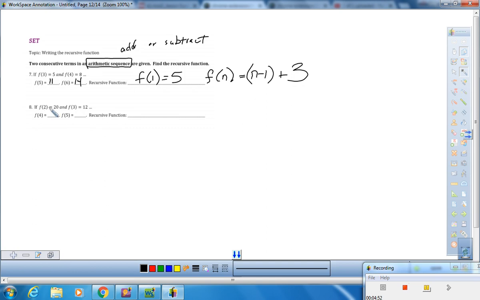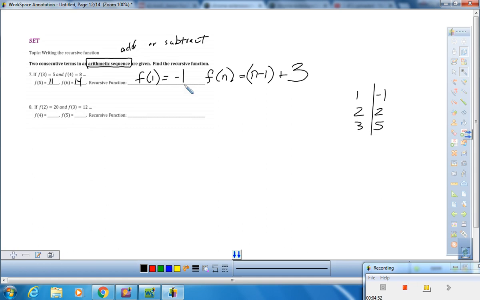Oh, hold on a second. f of 1 is not 5 here. f of 3 was 5. So f of the third one is 5. The second one would be 3 less than that, which is 2. And the first one would be negative 1. There you go. That was tough.